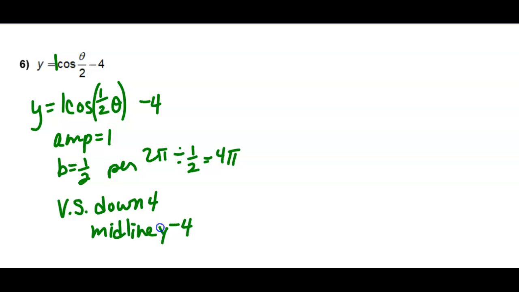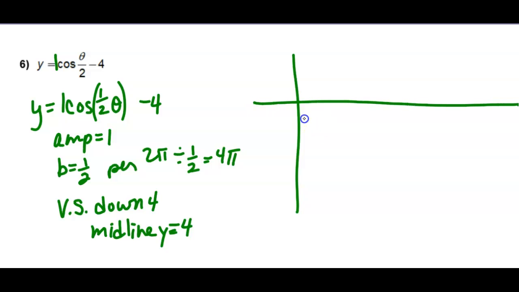y equals -4. So if I graph this, I'm going to put my x-axis up a little bit because I'm supposed to go down to -4. That's my midline. And the amplitude is 1, so I'm only going up 1 to -3 and down 1 to -5.